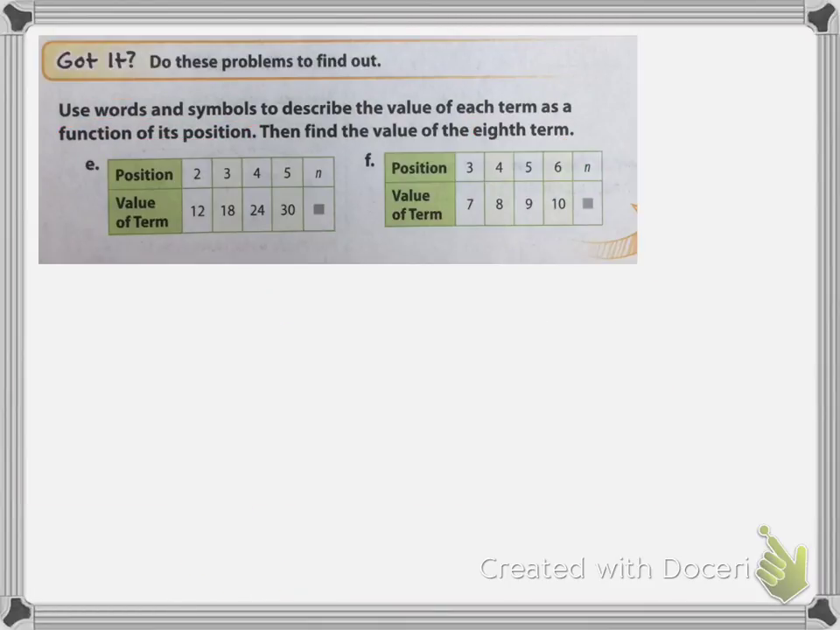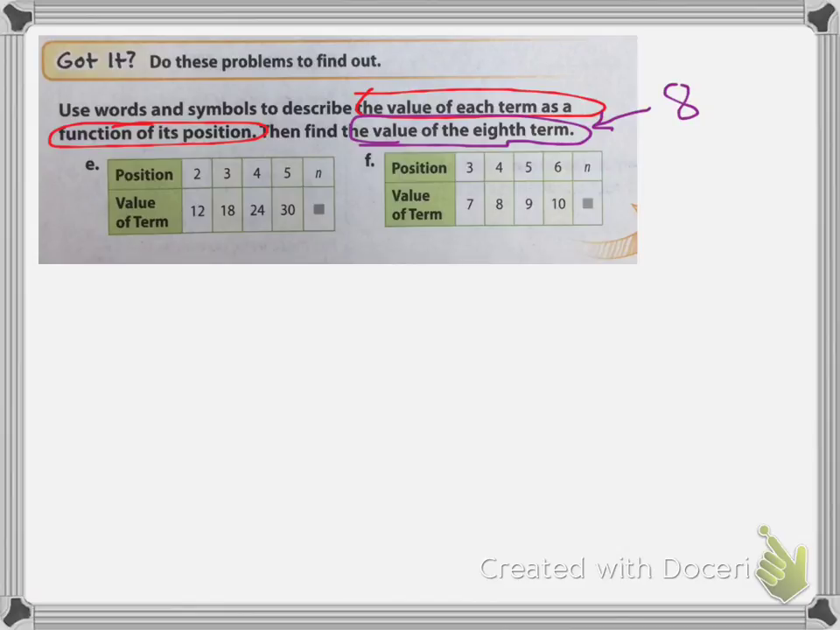All right, so now it says to use words and symbols to describe the value of each term. So basically, you have to be able to come up with the function, which is the rule. So that's the first step, to describe the value of each term as a function of its position. So this is going to be a 2-part problem. Then the second part is, it says find the value of the 8th term. See that? 8th term. Okay, you need to know that.